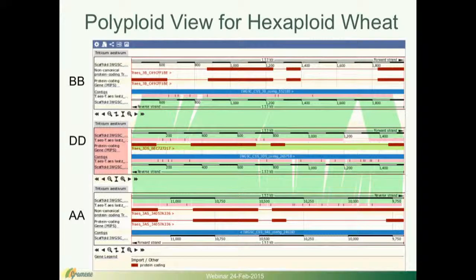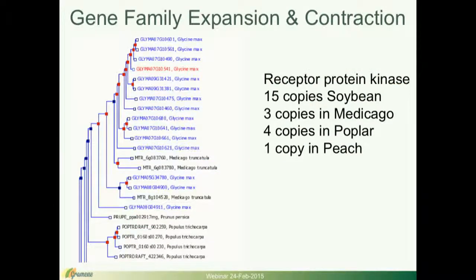You can also align the different hexaploid genomes to one another in the same type of view. So you can view the BB genome, DD genome, and AA genome together in an alignment, and you can browse through the genome that way, and you can go back and forth between genomes. Another nice thing, and it's always fun to just explore and view things. This is something I came across this morning.